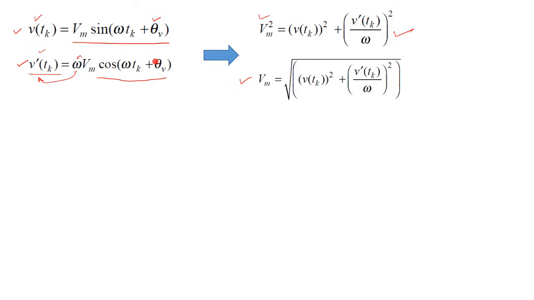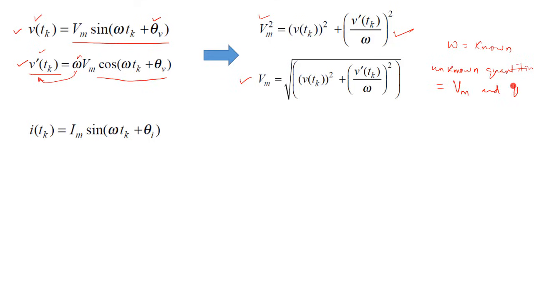In fact, some assumption is there. Here the assumption is that the frequency is known, that is omega is known, and the unknown quantities are Vm and theta v.